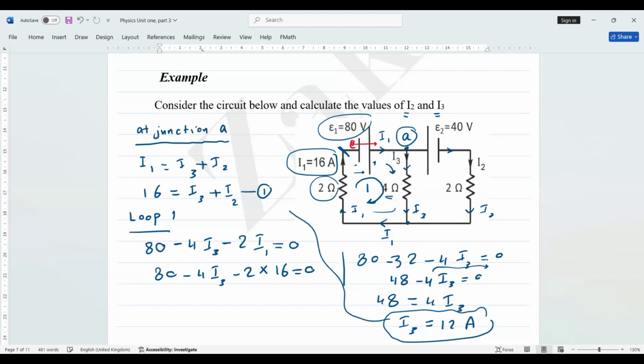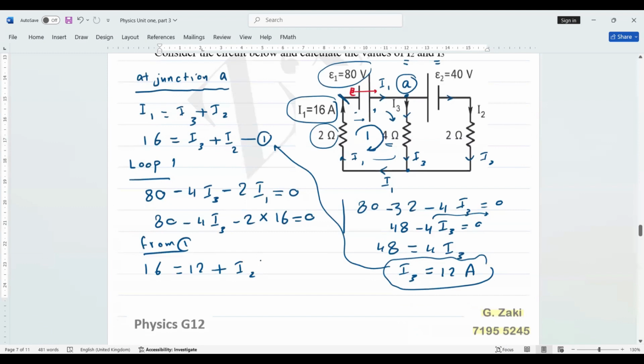Substitute in equation 1. So from equation 1, 16 equals I3, 12, plus I2. Now we can get the value of I2. Now just shift 12 to the other side. So I2 equals 16 minus 12, then I2 equals 4 ampere. Okay, now we calculated I2 and I3.